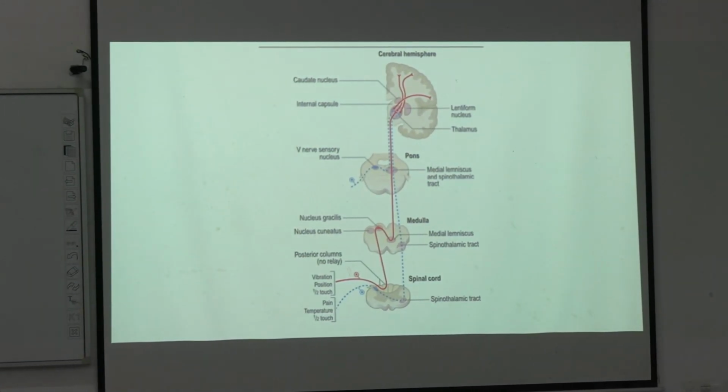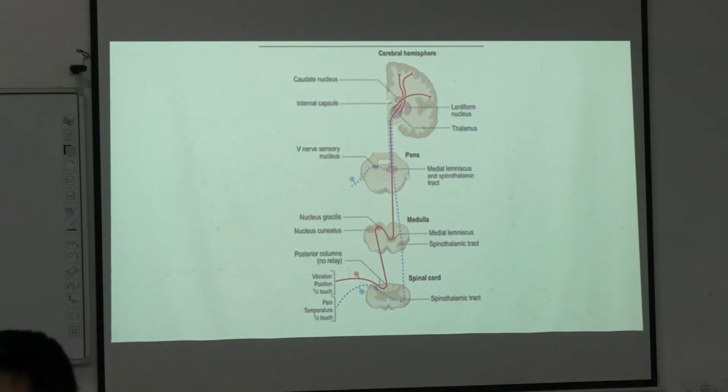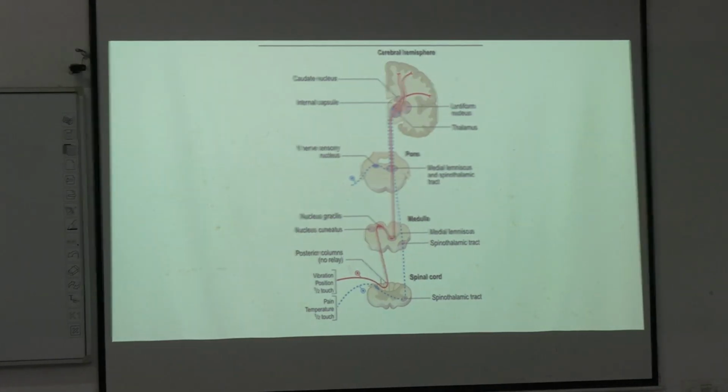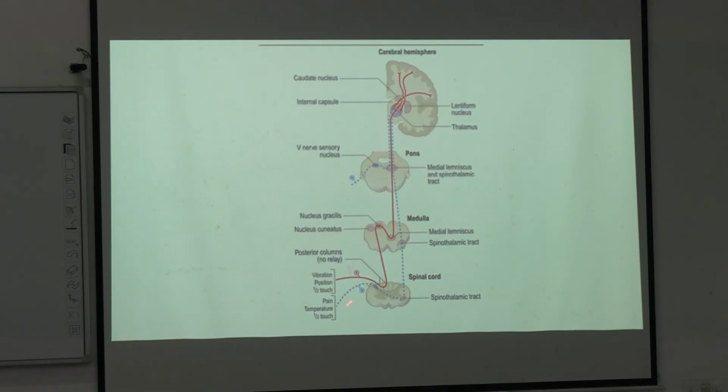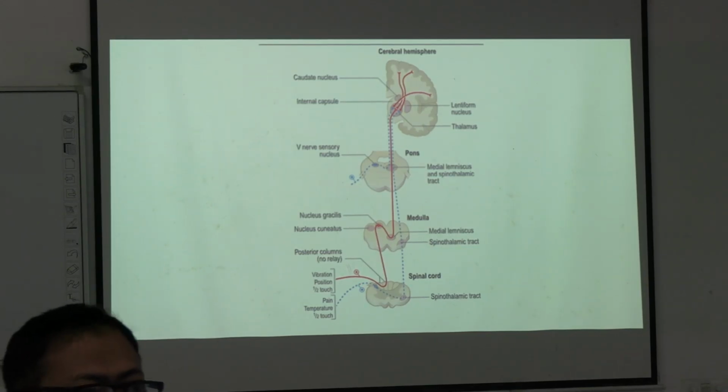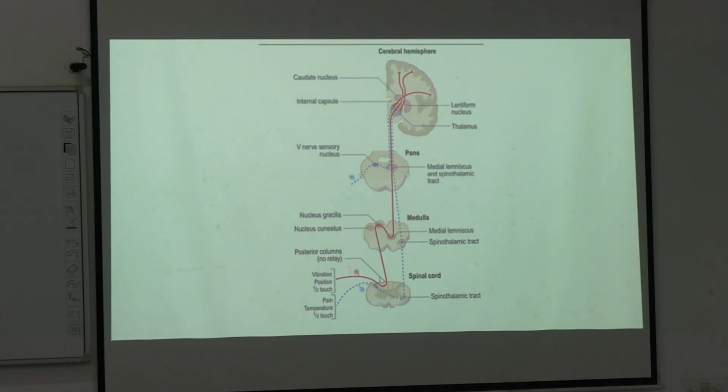যত সেন্সরি নার্ভ সেগুলো স্পাইনাল কর্ডের posterior part দিয়ে ঢুকবে, আর যত মোটর নার্ভ সেগুলো স্পাইনাল কর্ডের ফ্রন্ট দিয়ে বেরোবে। Right, okay, so this is the first order neuron, and you see the cell body of the first order neuron is located here. It is called dorsal root ganglion. Ganglion মানে কি? Ganglion মানে cell body. Right, so it is dorsal root ganglion.